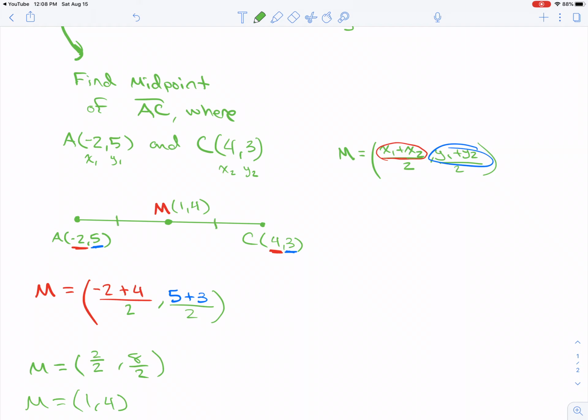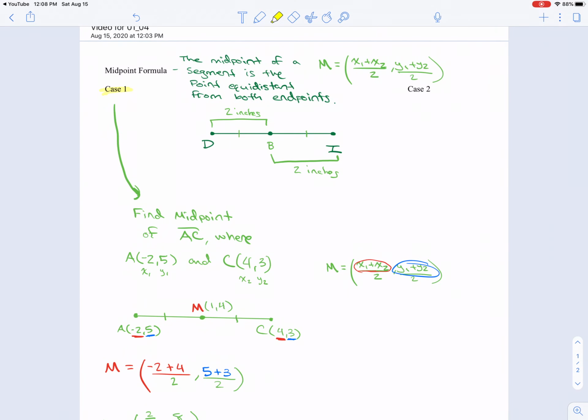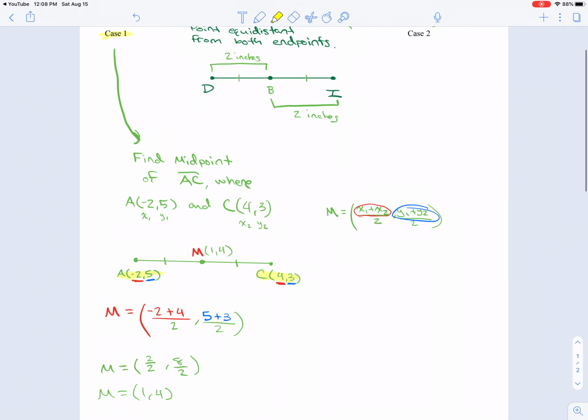So that's what I call case 1, is that you're given both endpoints, and you're asked to find the midpoint.